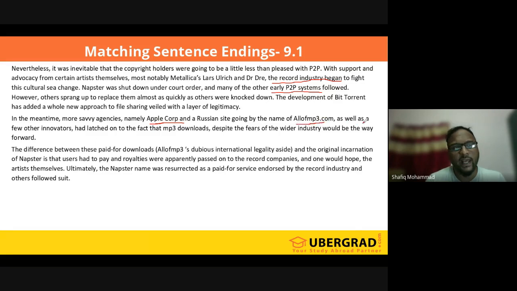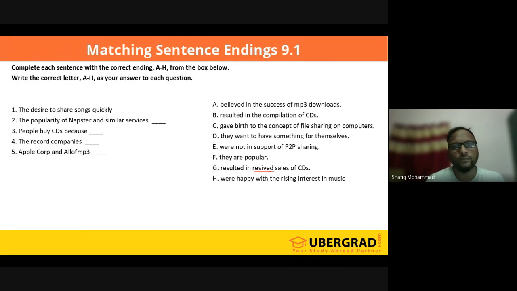As well as few other innovators had latched. Latched means trusted. Latched on the fact that MP3 downloads, despite the fears of the wider industry, were the way forward. So latched means they believed. Latched is the word which takes us to believed, to rely on or to trust on. Latched on the success of MP3 downloads. So Apple Corp and Alof did this.